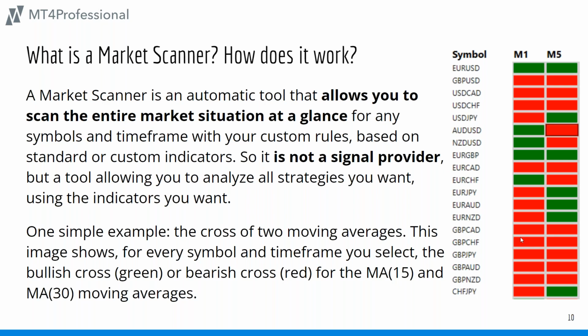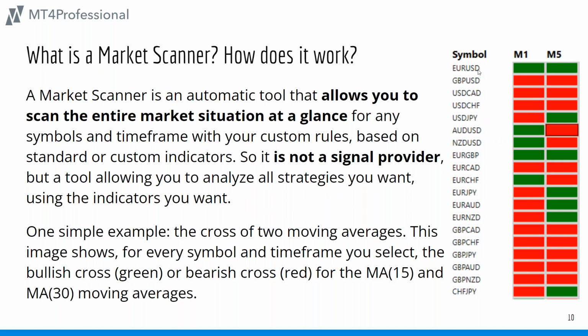A simple example is the cross of two moving averages. Here I have set up an MA15 and an MA30. If the MA15 crosses above or greater than the MA30, that's considered a bullish cross. I want my cell to be green if that's the case. A bearish cross would be if the 15 crosses under or below the moving average. So on my spreadsheet, I want to see red for bearish crosses and green for bullish crosses, and I want to be able to determine what they are for any symbol that I select, no matter the time frame I use. So that's the idea behind that.